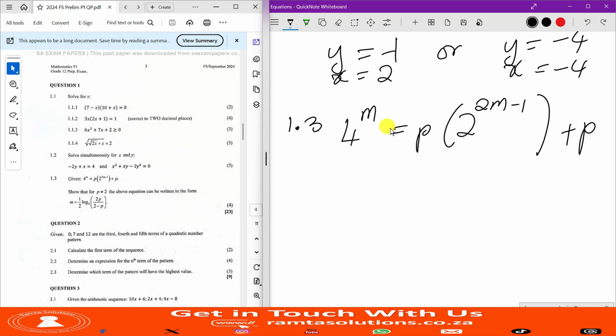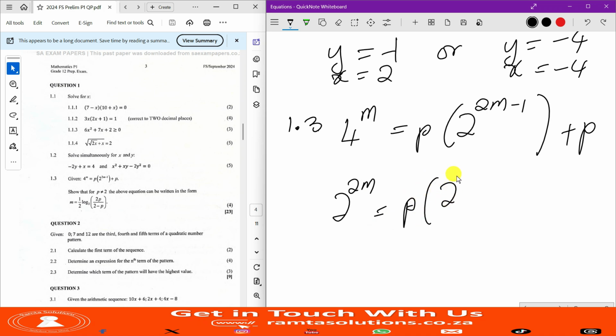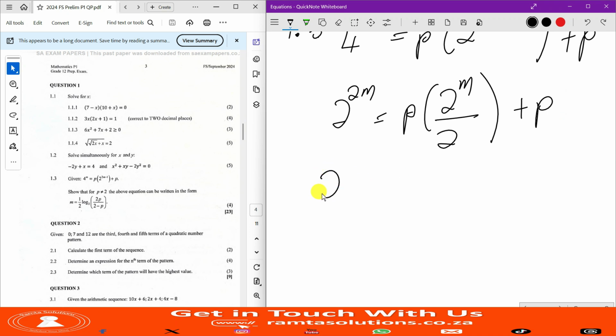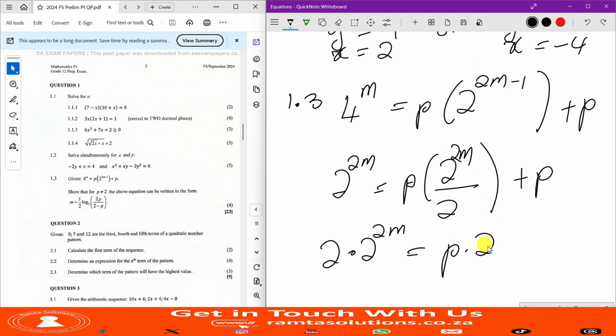So I'm going to say this is 4 to the m. Maybe let me say 2 to the 2m equals p times 2 to the 2m over 2, right, plus p. Then multiplying through by 2, we get 2 times 2 to the 2m equals p times 2 to the 2m plus 2p, right? Plus 2p.